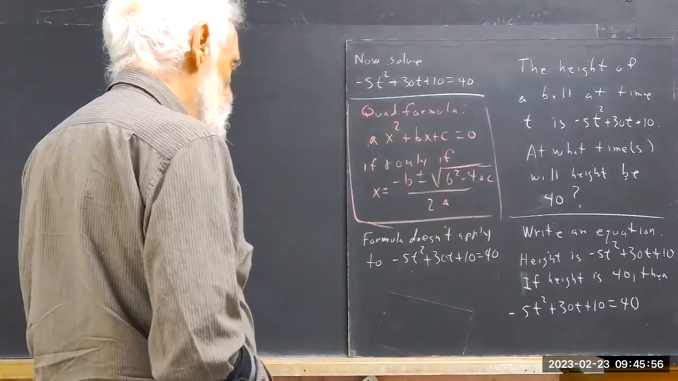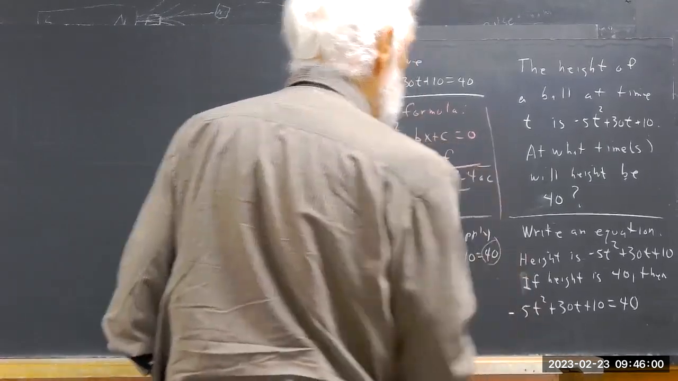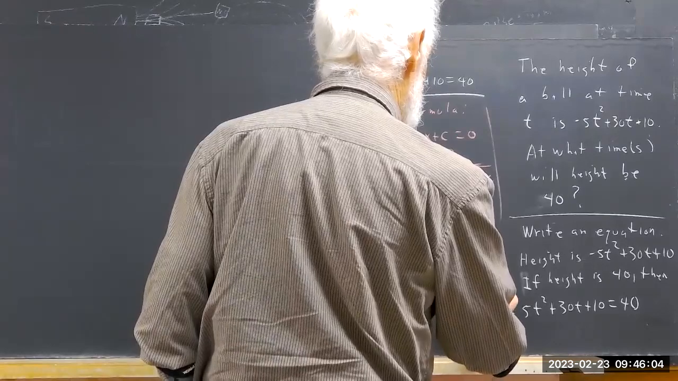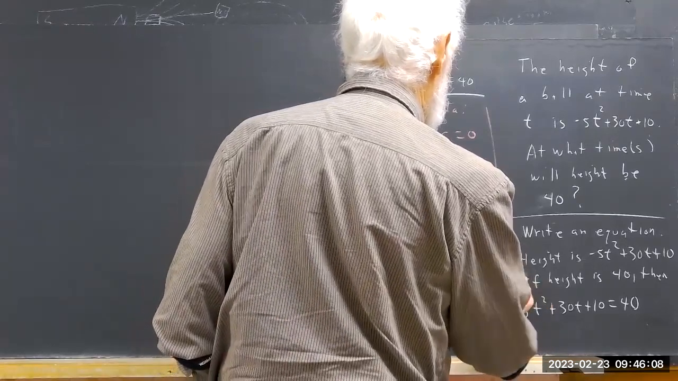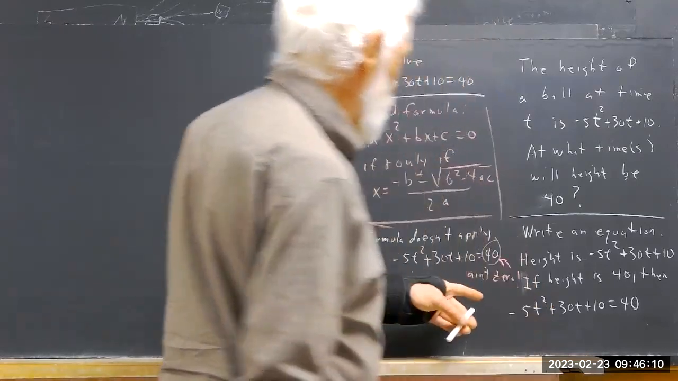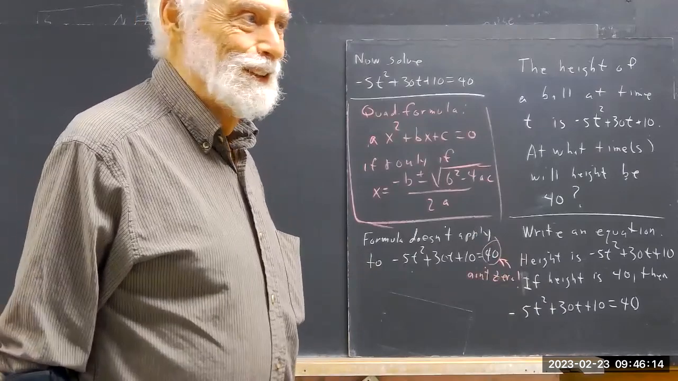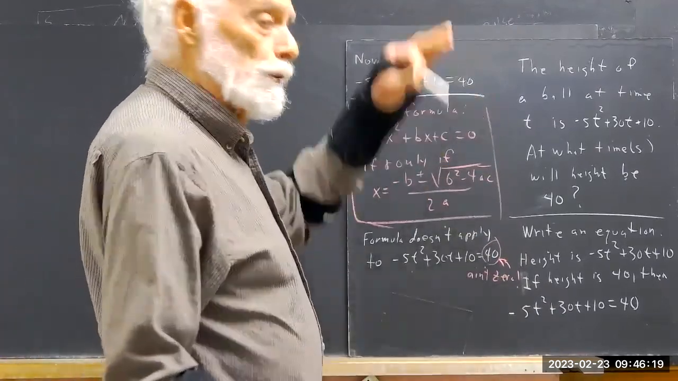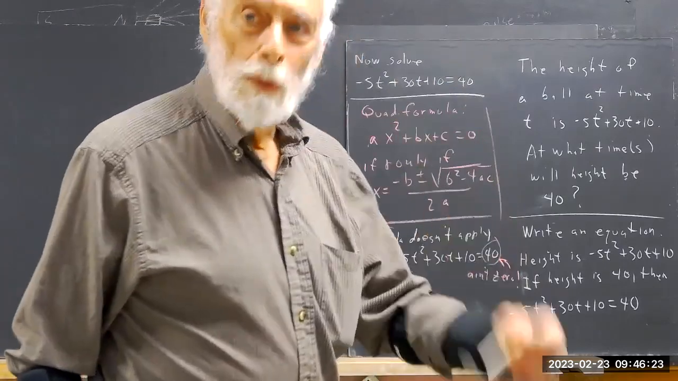It doesn't apply because this isn't zero. Put it in sophisticated mathematical language: it ain't zero. It's got to be zero. Now, it doesn't mean you just throw it away and make it zero. Here's your equation. You've got to have an equivalent equation.